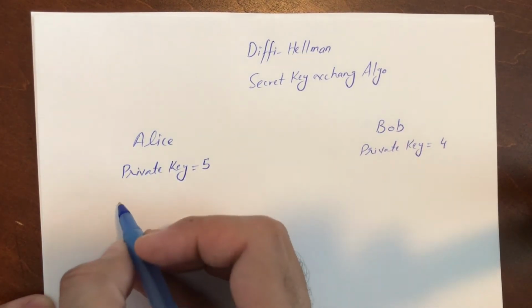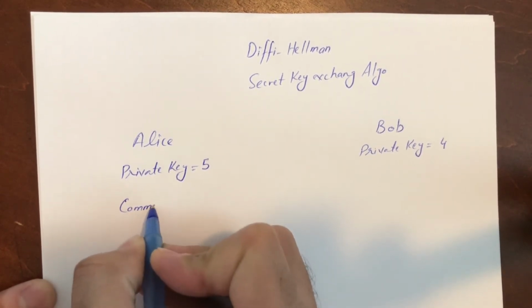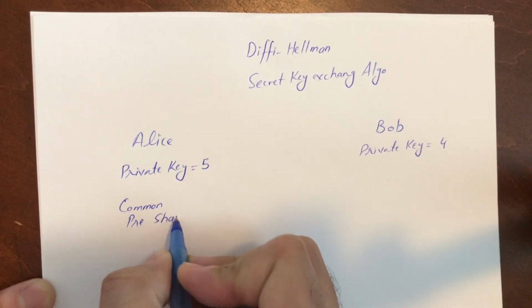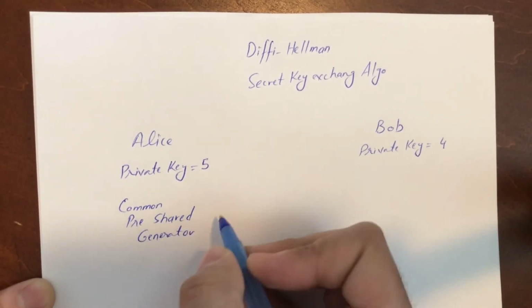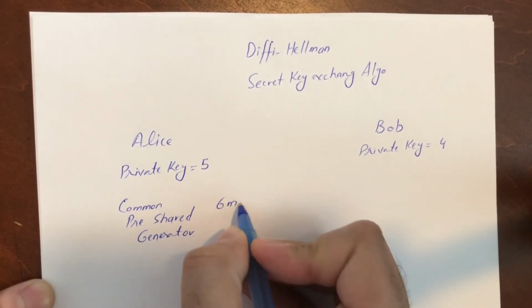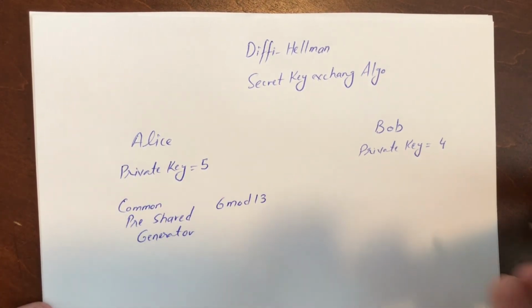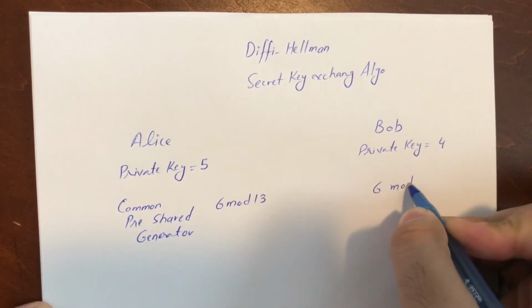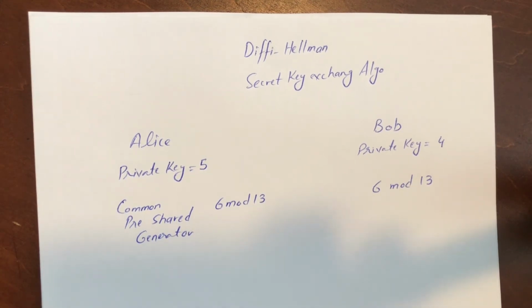And then they have a pre-shared, common generator, and that is basically 6 mod 13. In your case, I think it's 3 mod 17 or something like that. So Bob has the same 6 mod 13. Since they are legitimate users, before they start communication, we will give them this particular generator.